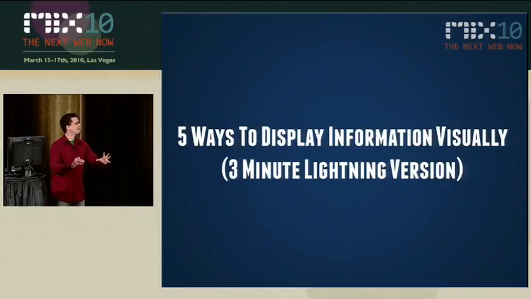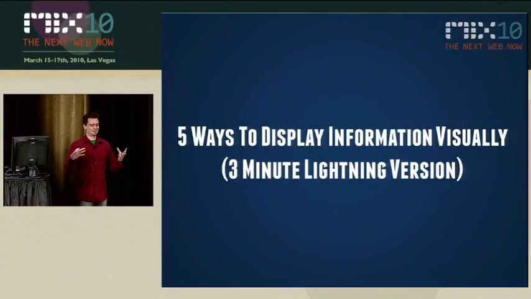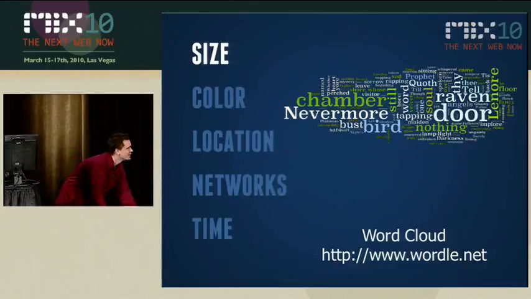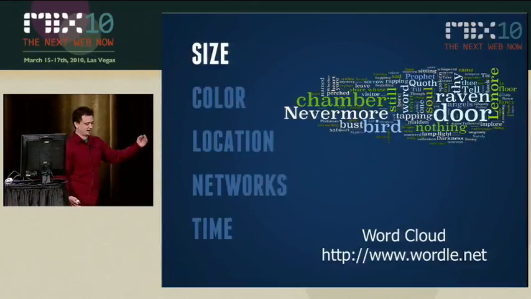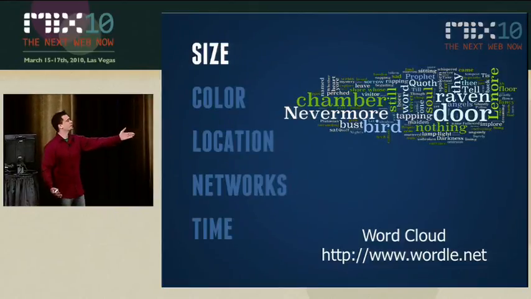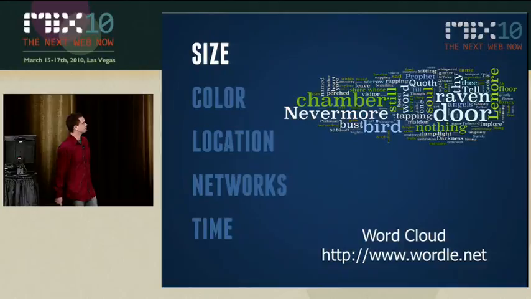Okay, I'm going to show you five ways to display information visually. This is a broad, technology-agnostic overview of information visualization, and we're going to do it in three minutes because I want to get into the code. So this is crazy. Ready, set, go. The first way to display information is size. You take a small number and we represent it with a small thing, a bigger number with a bigger thing. This is a word cloud which does just that. Edgar Allan Poe's The Raven, where the words that show up more often are larger.